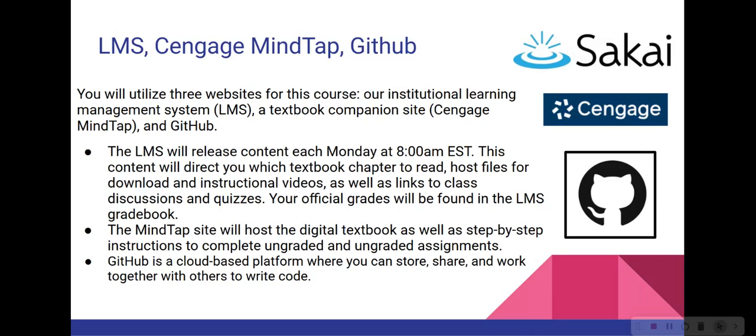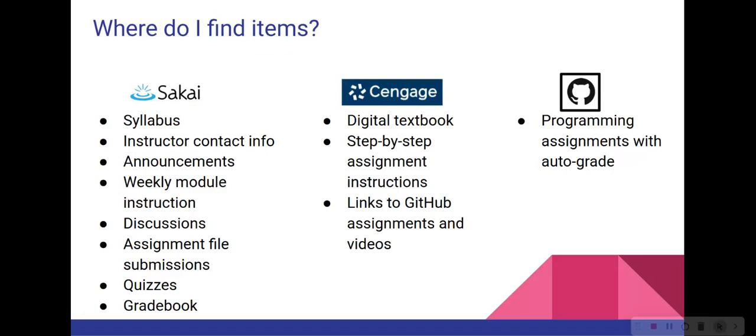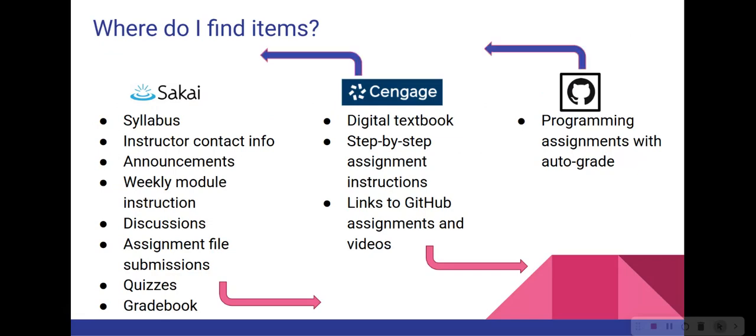Again, students will need to create their own login and may already have a GitHub account if used in previous courses. These 3 websites work together, so students will use them throughout the week. For example, students will start in the LMS to find what is assigned in the weekly module, link to the Cengage Mind tab to read the digital textbook, and find links that launch programming activities in GitHub. The instructor can see student progress in GitHub and Cengage Mind tab as well as the LMS.